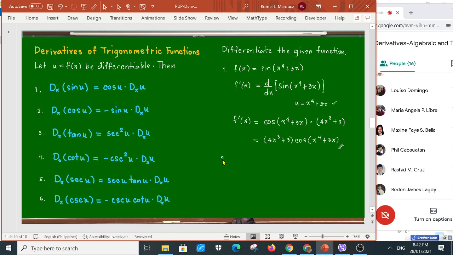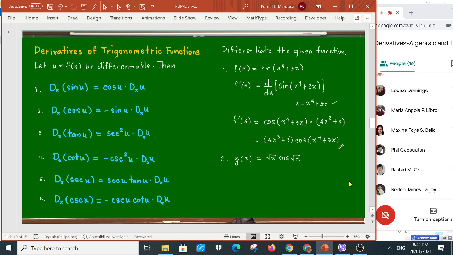Number 2. G of x is equal to, let's say, square root of x times cosine of square root of x. Okay?